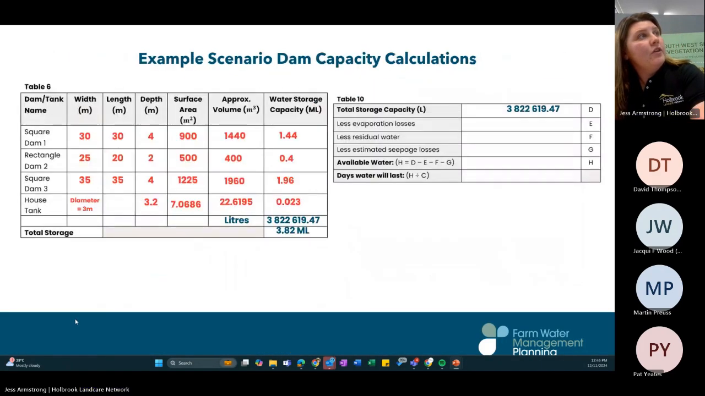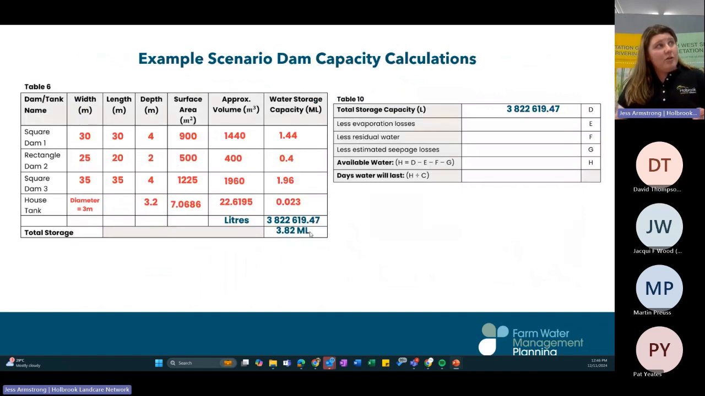Sorry. For our example property, we're actually quite significantly under that maximum harvestable rights based on these reliable dams. So what I would say is that if you're feeling up to it, you could definitely go around all of your dams and do a whole stock take of your maximum capacity of all of your dams.